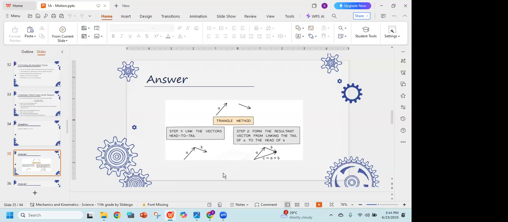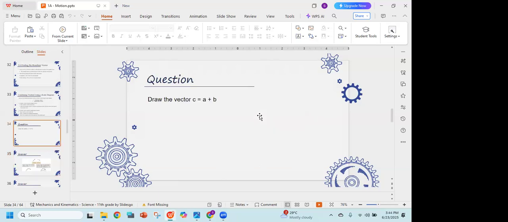It will be in the opposite direction. So his resultant vector will be the addition of A and B. If they're going in the same path, we add them. If they're in the opposite path, we subtract. Is that clear? Now this is what we call a triangle method because can you see it forms a triangle?